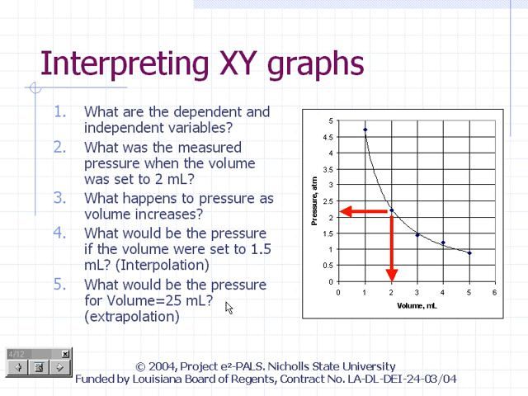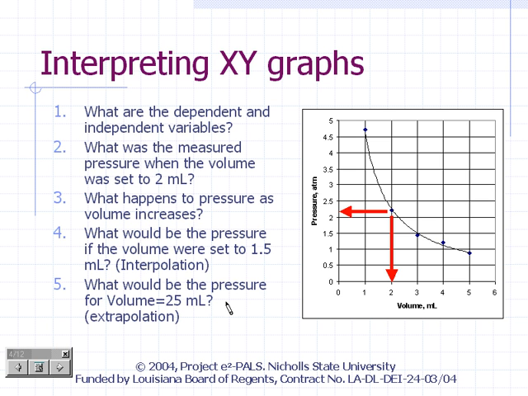If we imagine tracing a straight horizontal line from this point toward the y-axis, we find that the point represents a pressure of about 2.2 atmospheres. Therefore, this graph is telling us that during an experiment, when the volume was set to 2 milliliters, the pressure was measured to be 2.2 atmospheres.